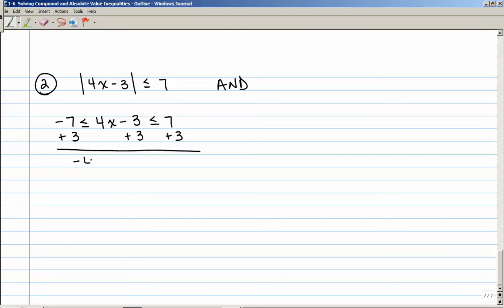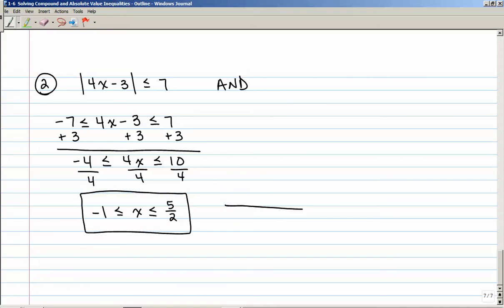It's going to give me negative 4 is less than or equal to 4x, which is less than or equal to 10. Dividing everything by 4, it's going to give me negative 1 is less than or equal to x, which is less than or equal to 10/4, which is the same as 5 over 2, or 2.5. And there's my answer.